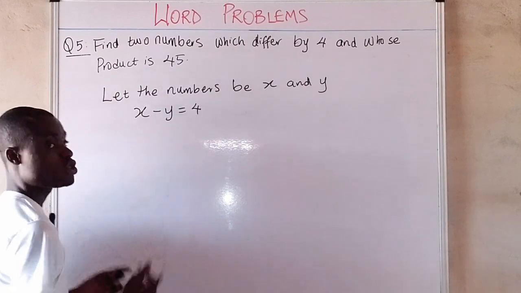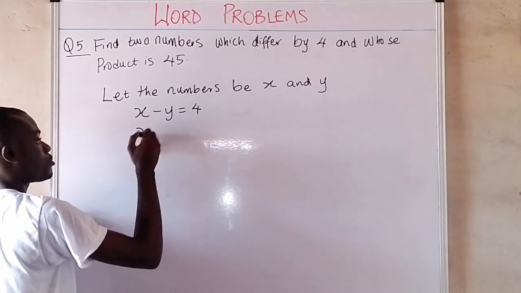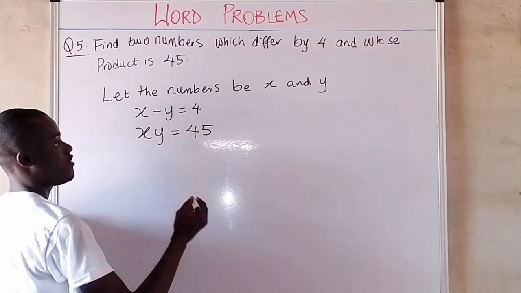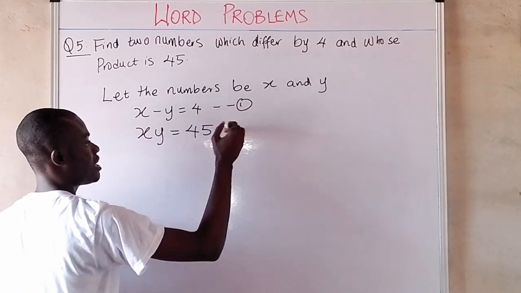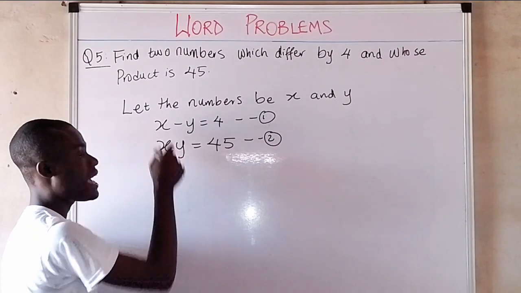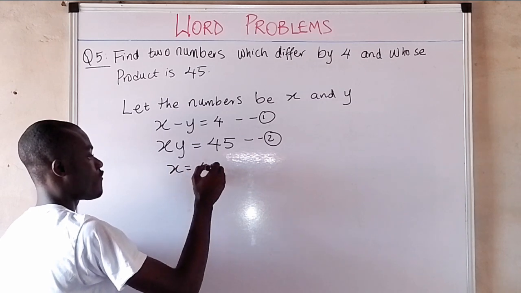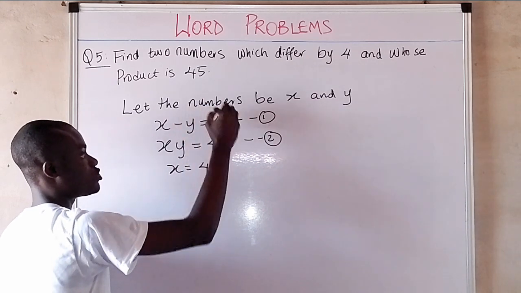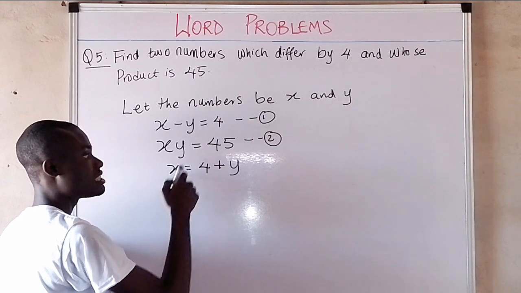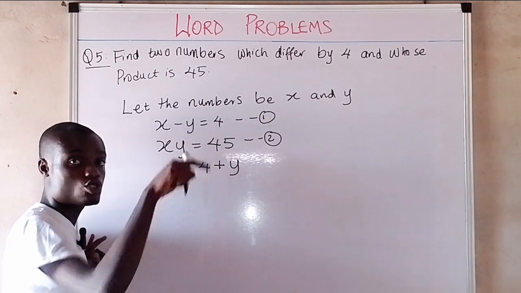And it says whose product? Product means multiplication, that's X times Y. When we take their product, X times Y, it will give us 45. So this is equation 1 and this is equation 2. From equation 1, we are going to make X the subject of the formula. So I'm going to have X is equal to 4, and if I take minus Y to the other side, it will be plus Y. So I'll substitute this into equation 2, not equation 1, because I made it from equation 1.